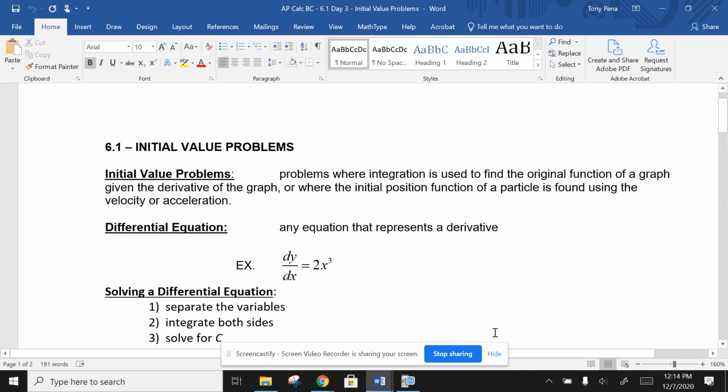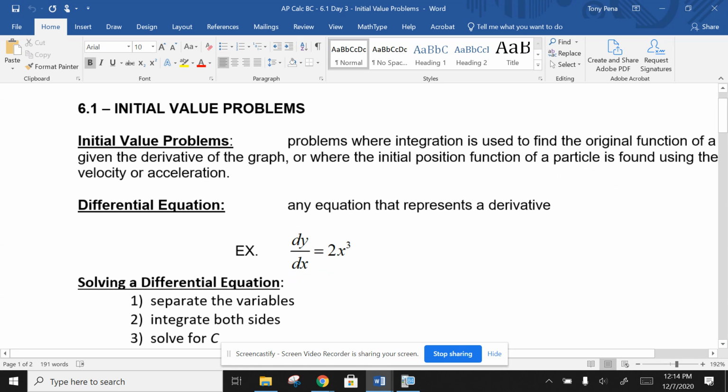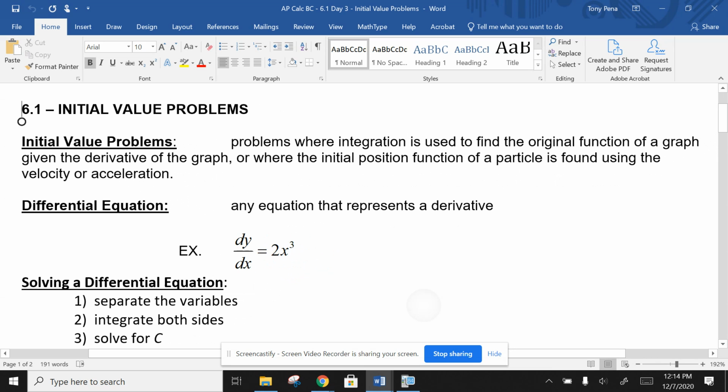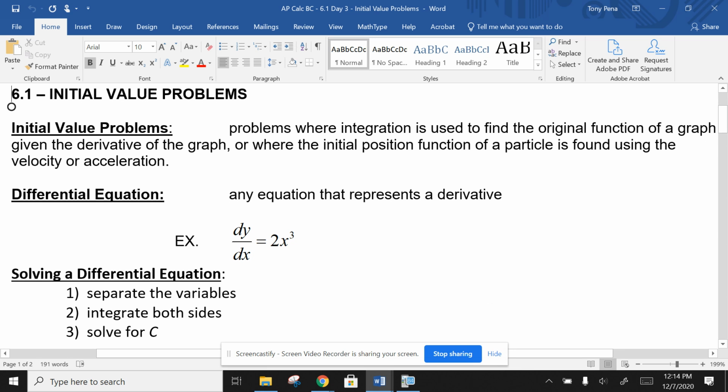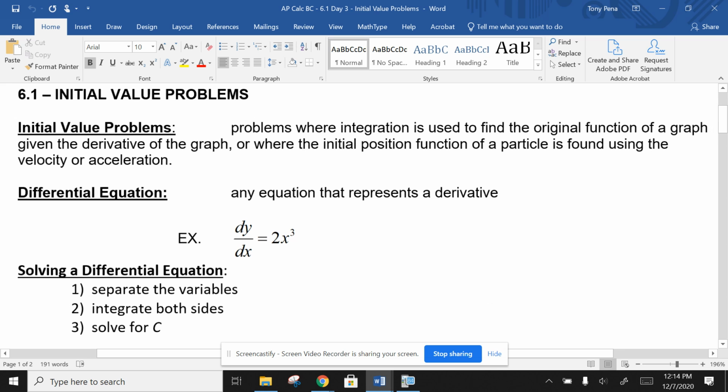Value problem. So you kind of read at the top there, bigger so you guys can read it. It's problems where integration is used to find the original function. Or if I want you to find an initial position where I give you a velocity and an acceleration, it's just basically working backwards. All right, what's our initial function?